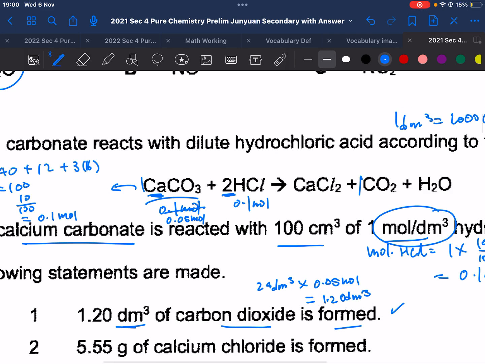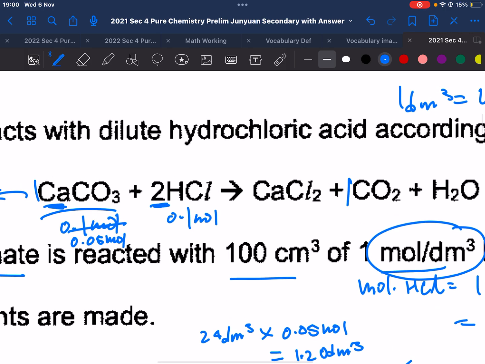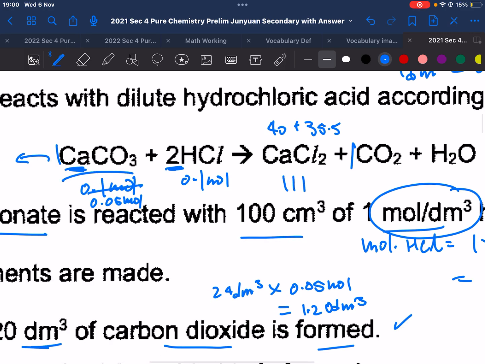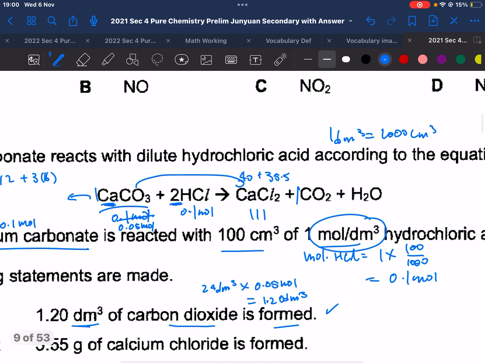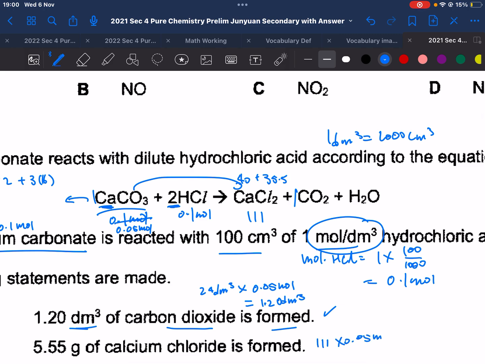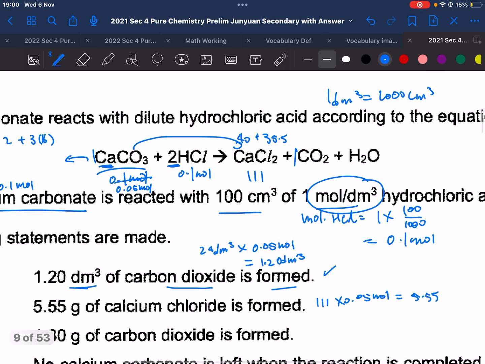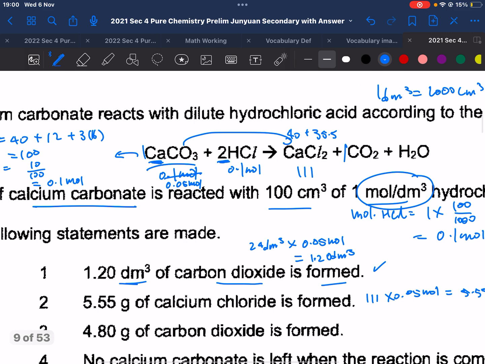5.5 grams of calcium chloride is formed. Calcium chloride has a relative formula mass of 40 plus 35.5 times 2, so it's 111 grams per mole. How many moles of calcium chloride? Again 0.05, because the ratio between calcium chloride and calcium carbonate is 1:1. So I'll get 111 times 0.05 mole, which is 5.55 grams. Is this answer correct? This answer is correct.